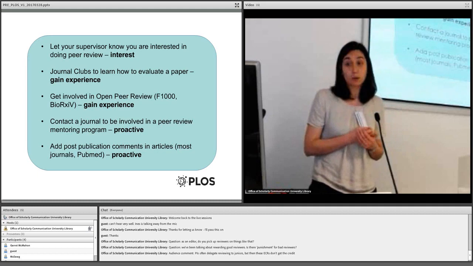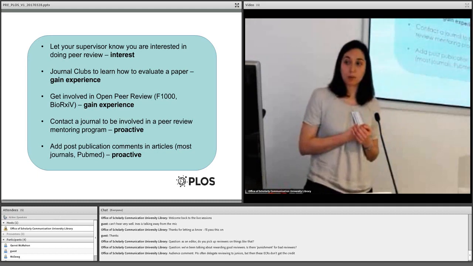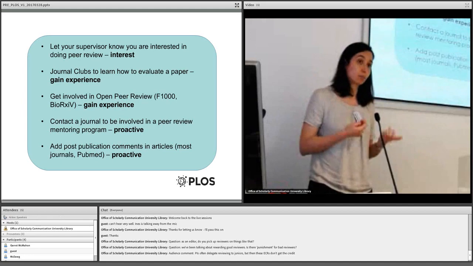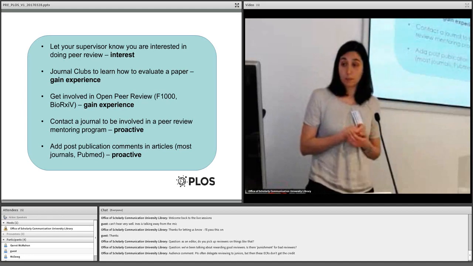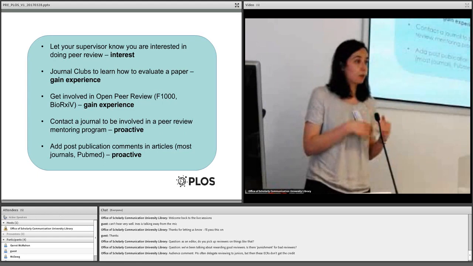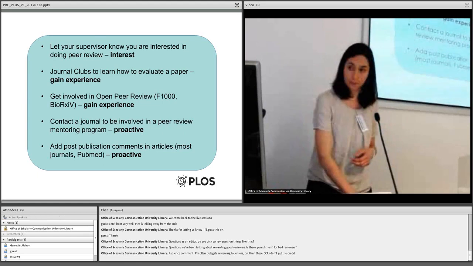And also, you can always add post-publication comments on articles. So nowadays, most journals allow this, PubMed also. So even if it's not during the peer review process, you can still critically evaluate the paper and add those comments.